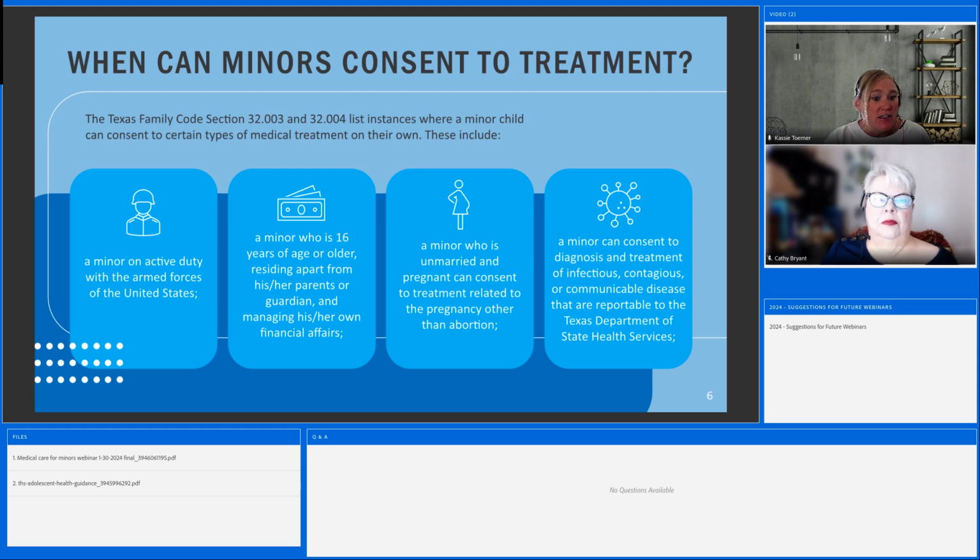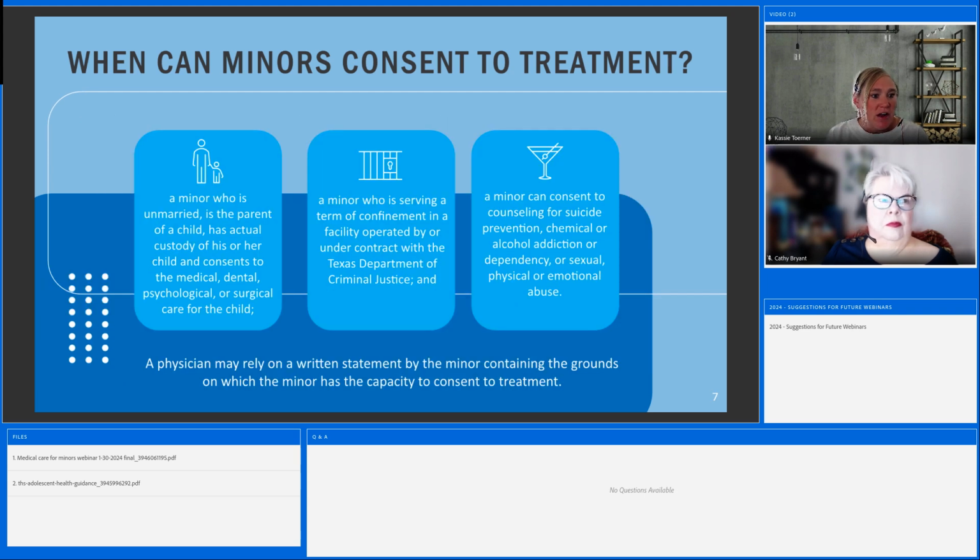A minor can consent to diagnosis and treatment of infections, contagious diseases, and communicable diseases that are reportable to the Texas Department of State Health Services. Reporting requirements don't change for minors. It's just as you would for any of the other reportings that are within those diseases. But again, they can get treatment for those without parental consent. Additionally, a minor who is unmarried and is the parent of a child and actually has custody of that child can consent to making decisions for medical, dental, psychological, or surgical care for the child.